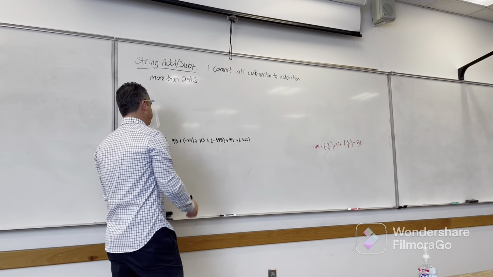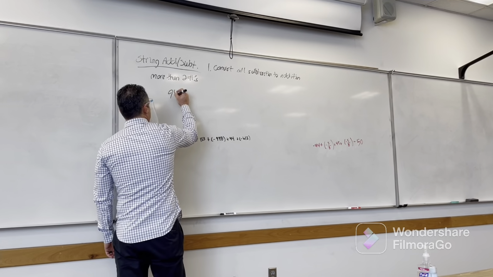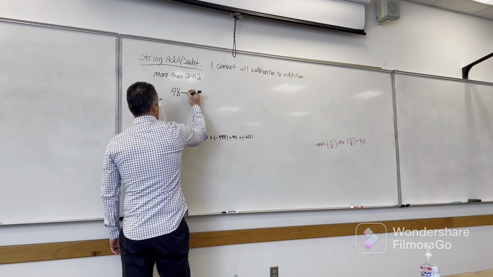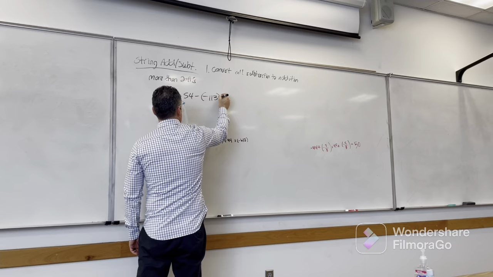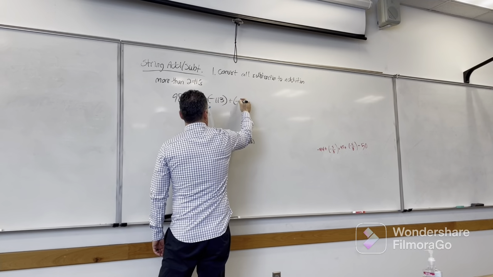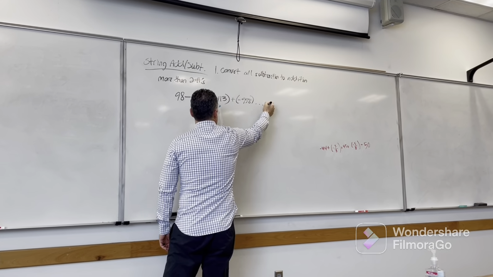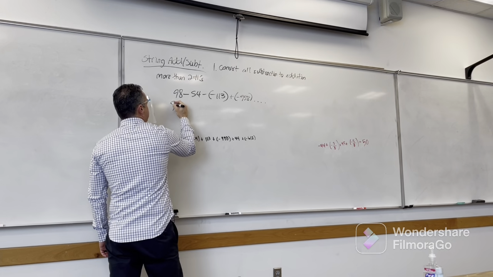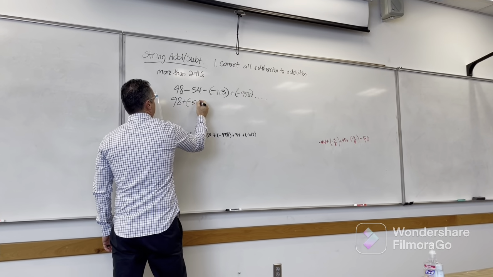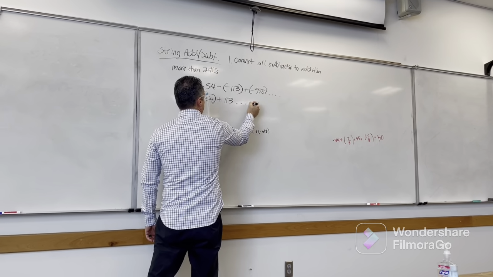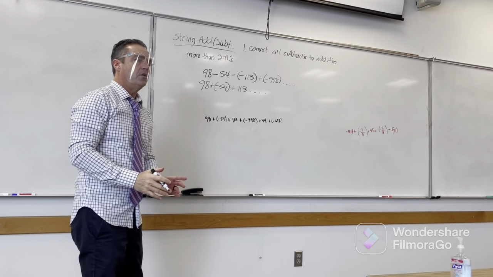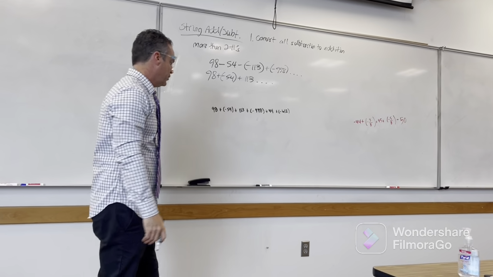Had this problem been 98 minus 54, minus negative 113, plus negative 998, etc., we would take that 98 and say plus negative 54. Minus becomes plus 113, etc. That's what we would do first. Convert all subtraction to addition.